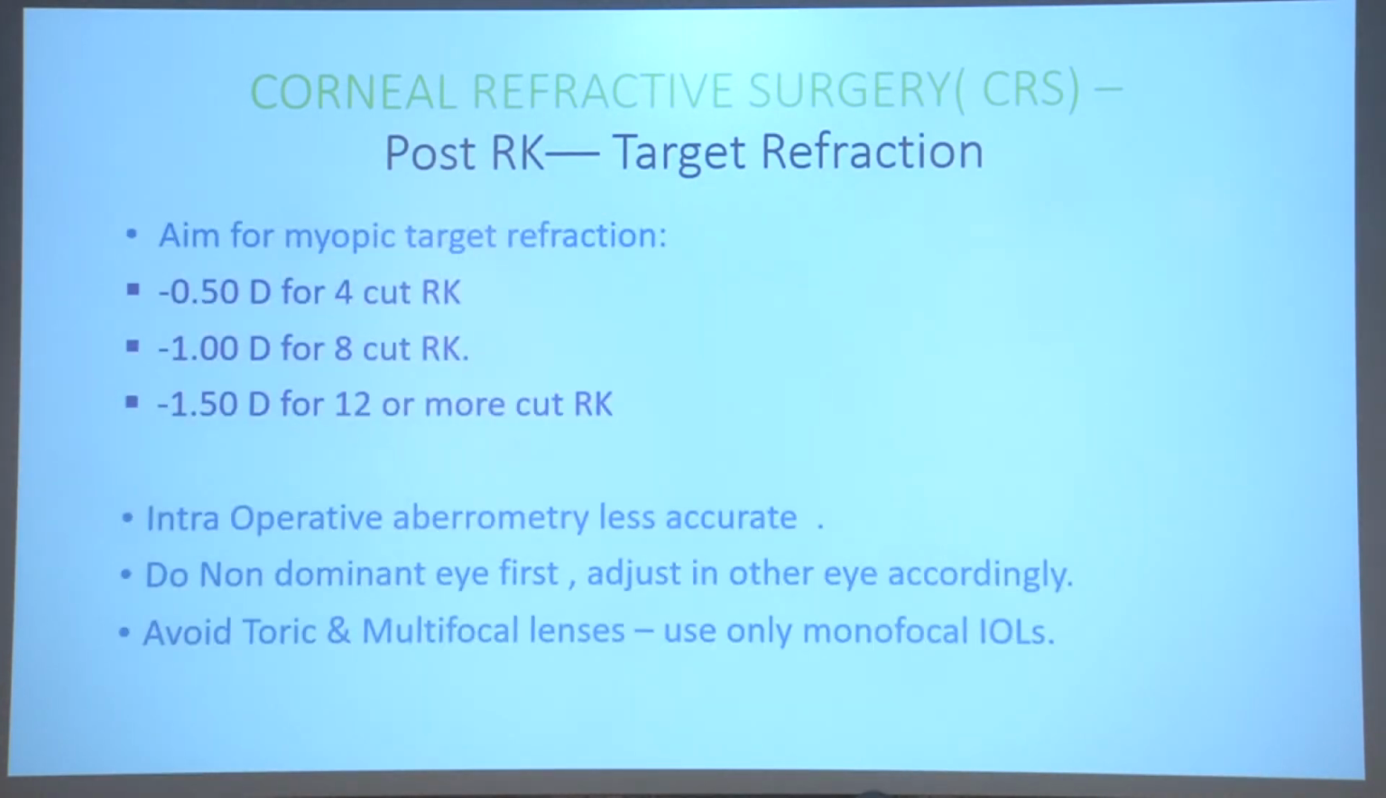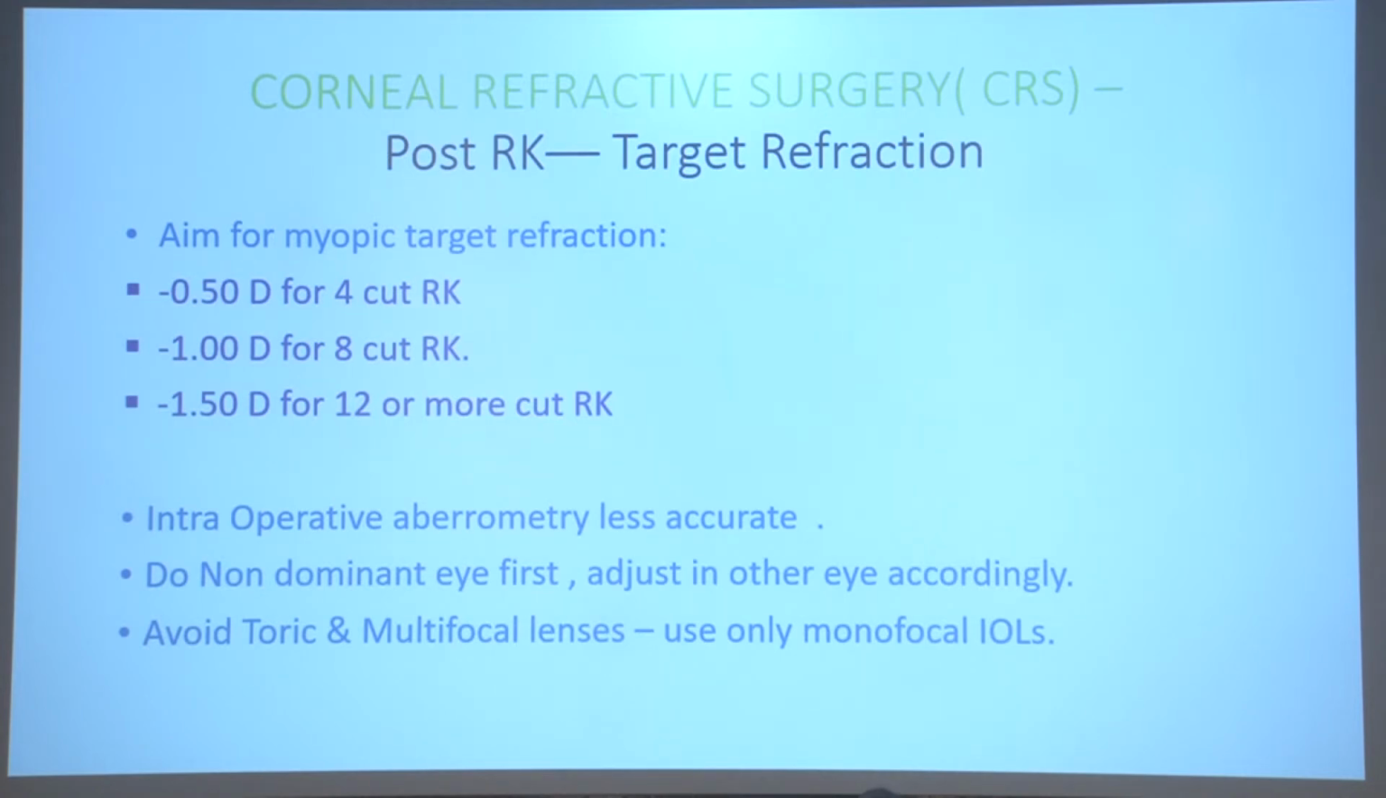And like we keep on telling you, always aim for a myopic target. And the rule, a certain rule, is minus half diopter for 4 cuts RK, which we rarely see, 1 diopter for 8 cuts and 1.5 or more for 12 or more RK cuts. In such patients, intraoperative aberrometry is also less accurate, so you're not going to be able to take the help of that. Do the non-dominant eye first.